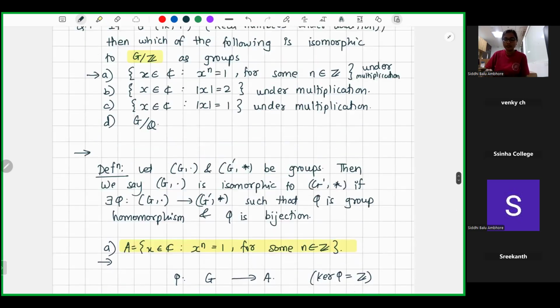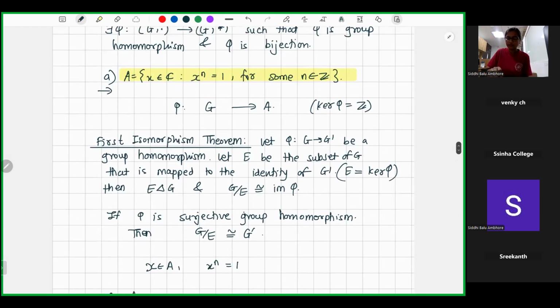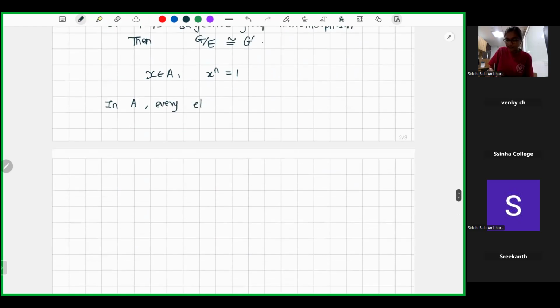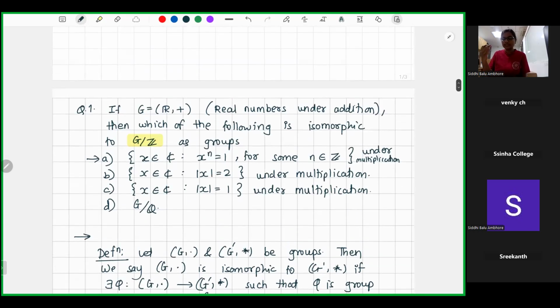So in A, every element is of finite order. Everyone agrees that every element in A is of finite order. And do we have that same property here in G quotiented by Z? Is every element in G quotient Z of finite order?